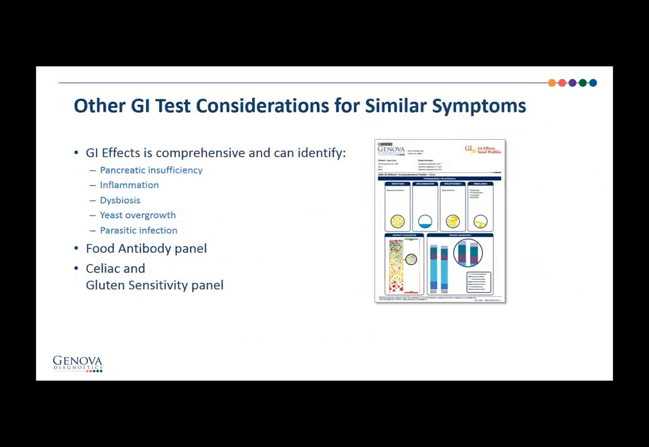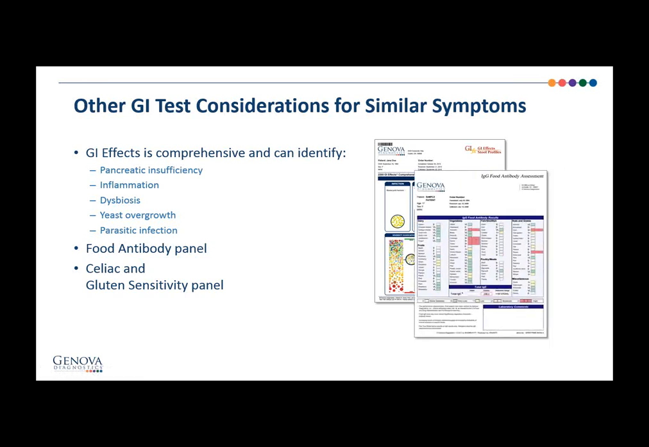Some other GI test considerations for those similar symptoms that I just went through: you might consider the GI Effects. It's a comprehensive stool test, and it can identify pancreatic insufficiency, and it's looking at biomarkers in the area of digestion, as well as absorption. It's looking at biomarkers of inflammation. It's evaluating dysbiosis, yeast overgrowth, and parasitic infection.